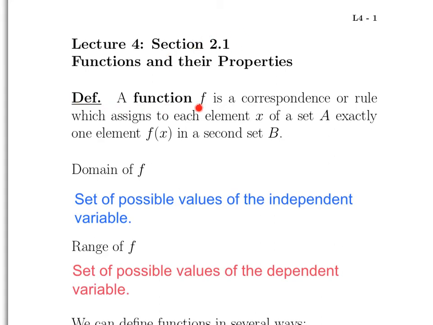Definition. A function f is a correspondence or rule which assigns to each element x of a set A exactly one element f of x in a set B. So what does that mean exactly?